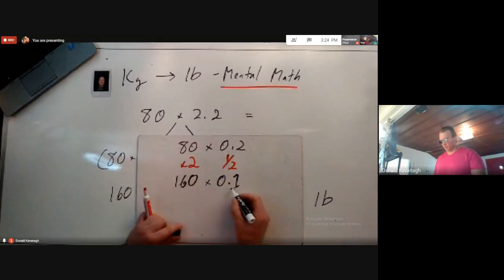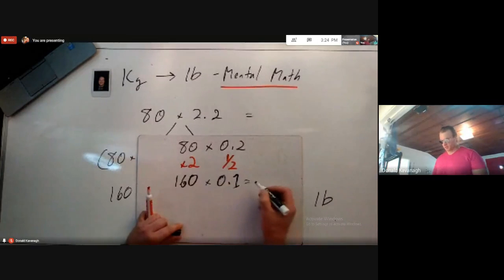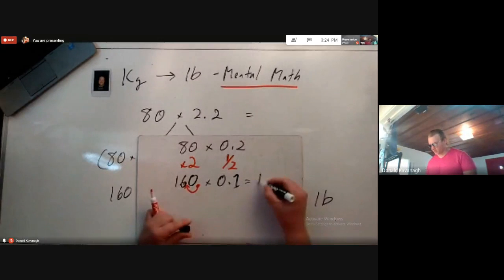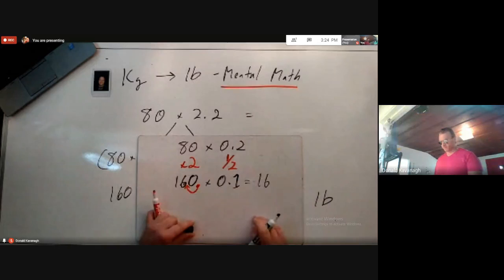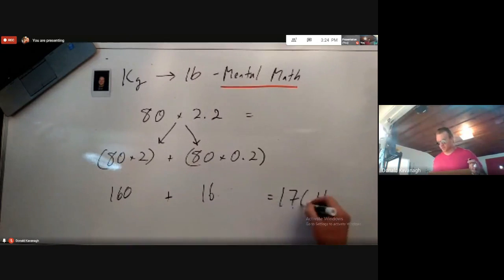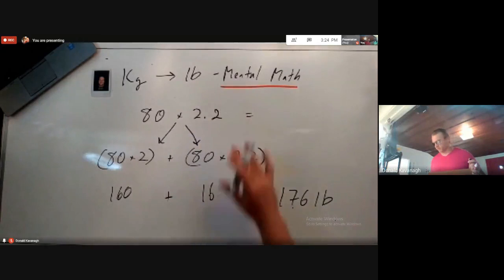160 times 0.1, I can do simply in my head by taking this decimal and moving it one step to the left and get 16. So 80 times 0.2 is 16. 160 plus 16 is 176. Let me talk about this little fraction here in a different way with a different problem to flow it out a bit.